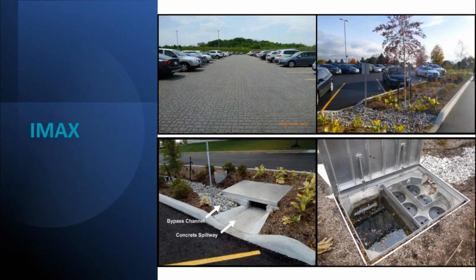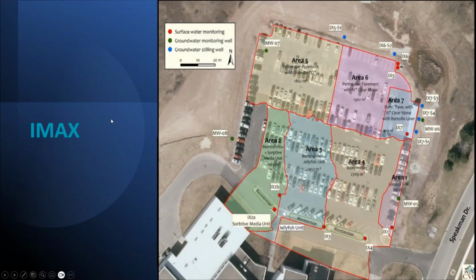The remaining totals can be seen here as we move over to our table. We can see the various surface water monitoring sites, shown here in red. We had a groundwater monitoring well to ensure the groundwater level was kept at an appropriate level with the water balance. And there's a groundwater stilling well as well to maintain and monitor as we go through the 7-year study. So these are the different areas, and we see as they're broken up on site how large this parking lot was at IMAX.